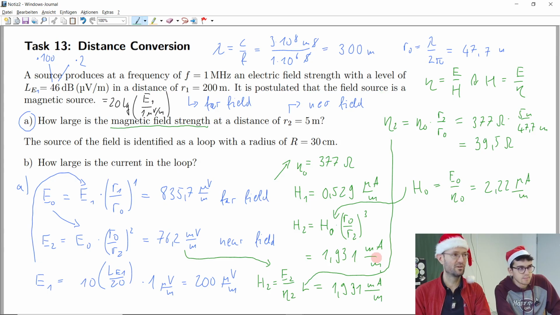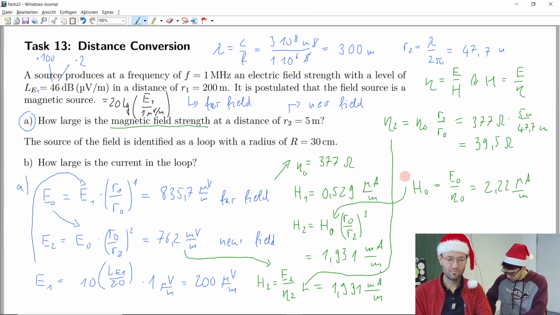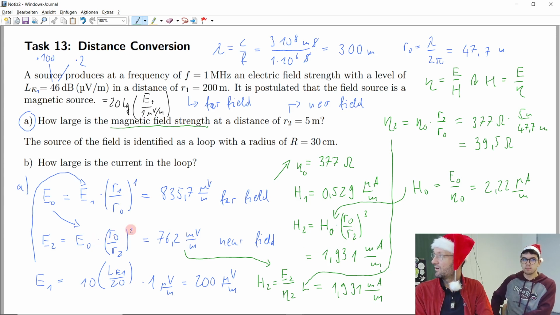Which questions do you have related to subtask A? No questions? No questions in the chat? Okay, so now we can, oh, there's one. Sure, go ahead. I'm not understanding why you use the 2 here. This one here? No, this one, the first one. Why do we have the factor of 2 here?